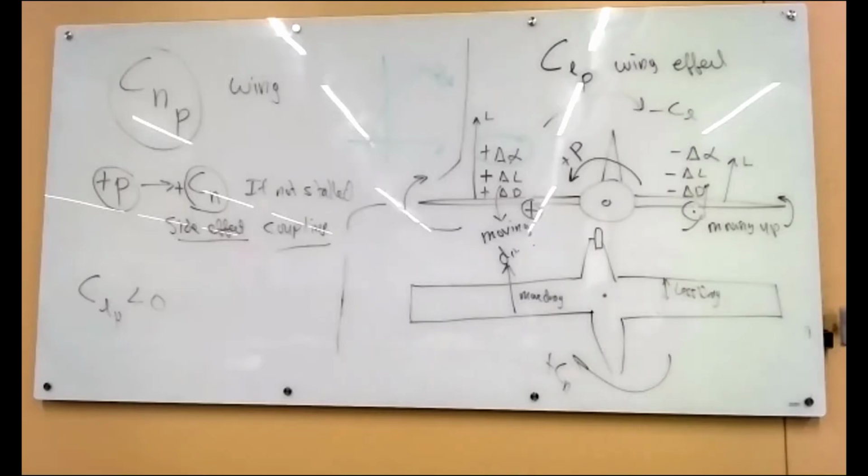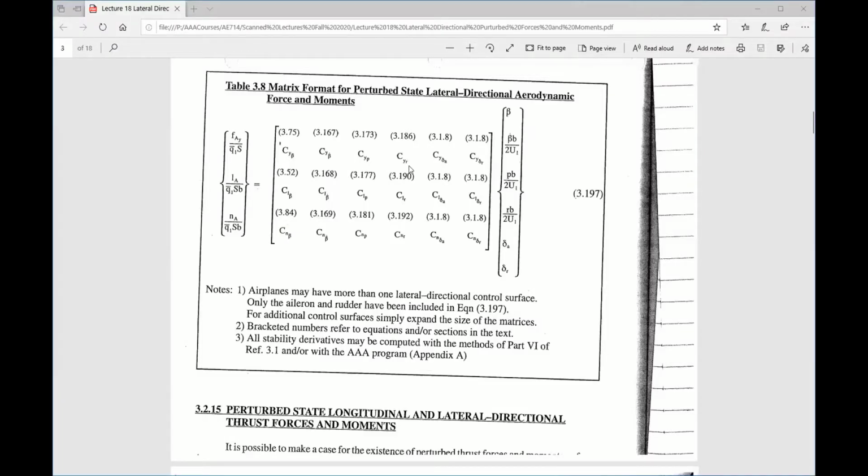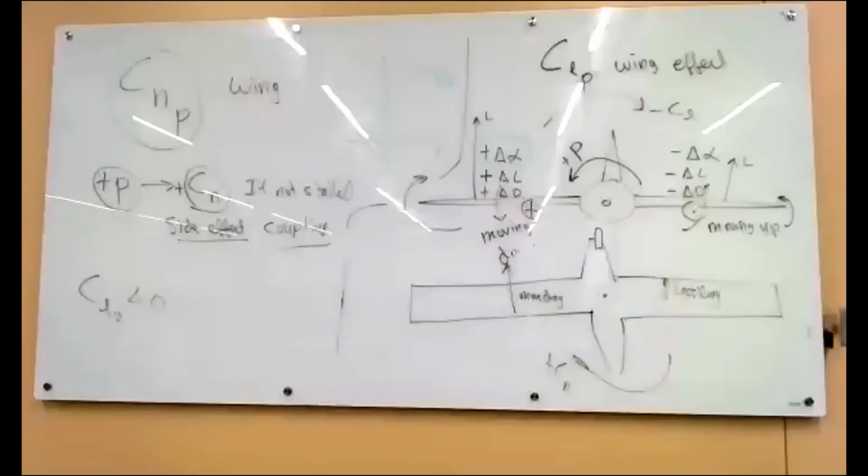All right, so now we've done that column in the matrix. So the next effect is the yaw rate, R. C_Y_R, C_L_R, C_N_R. And let me just introduce that with the foam airplane, and then we'll wrap that up next time.